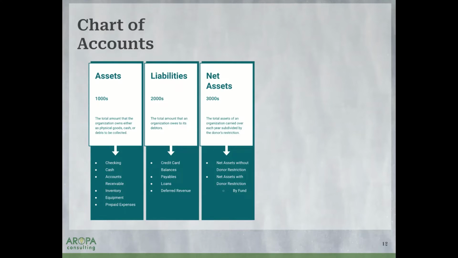So there's either net assets with restriction, which means we have money from donors that has been restricted to a particular program and we haven't gotten a chance to deliver on that program yet, or net assets without restriction, meaning the donors have given us the money and we can use it as we need.